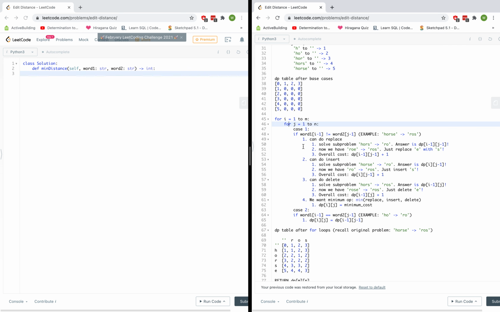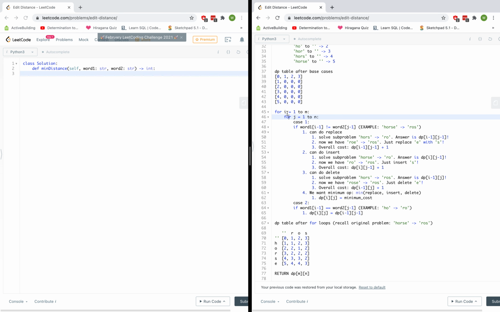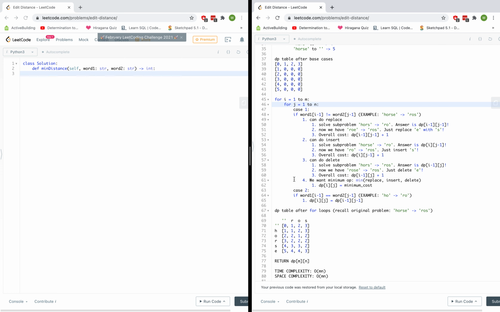So that's what we're going to do with this double for loop. We're going to say for i equals 1 to m, for j equals 1 to n, we're going to check for these two cases. Case 1 means if the current letter we're at in word 1 doesn't equal the current letter we're at in word 2, then we're in case 1. Meaning that if E here doesn't equal S, which it doesn't, they're not the same character, then we're in case 1. So this is one example of being in case 1.